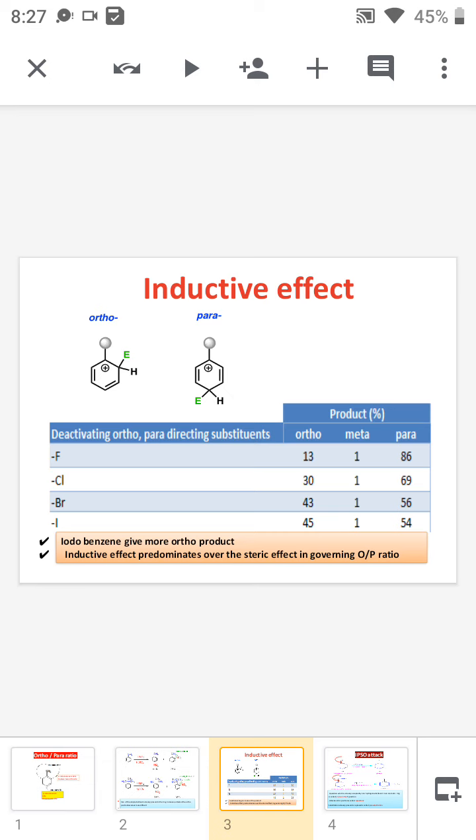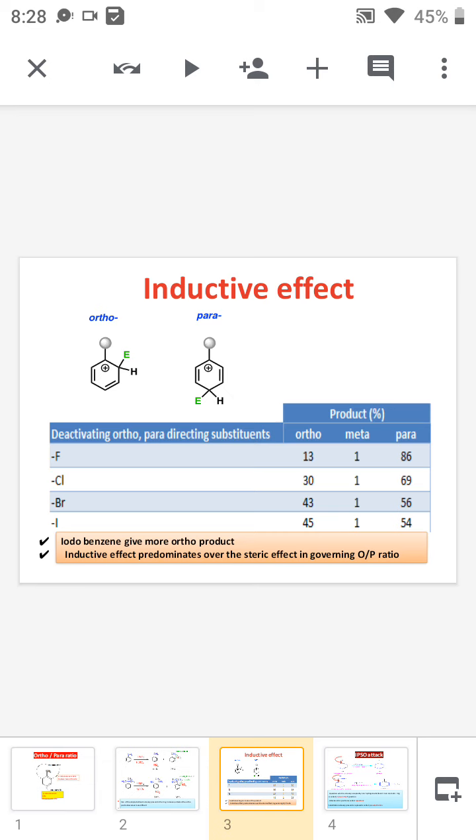Then see the table. First one is fluorine. In the case of fluorobenzene, the experimental result shows that the ortho product is 13%, meta product is only 1%, and para is 86%. Whereas in the case of chlorine, the ortho product is 30%, meta 1% and para 69%. In bromobenzene, ortho 43%, meta 1%, para 56%. In iodobenzene, ortho 45%, meta 1% and para 54%.